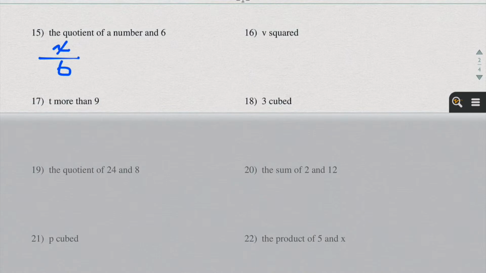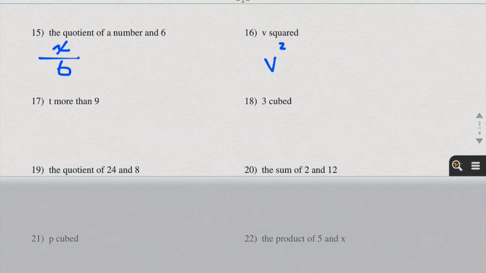Okay, number 16, v squared. So v being a variable, squared means to the second power. Number 17, t more than 9.